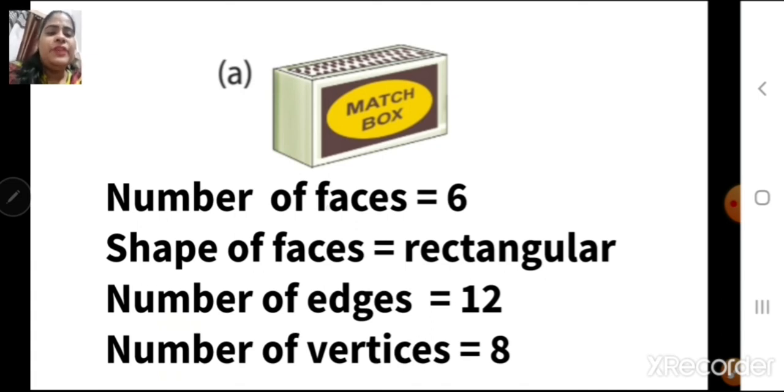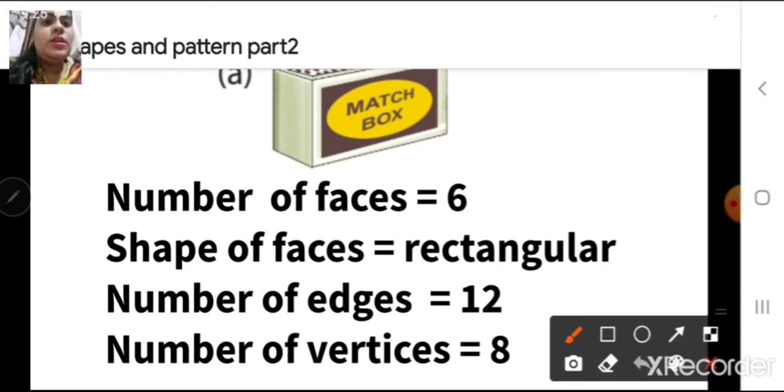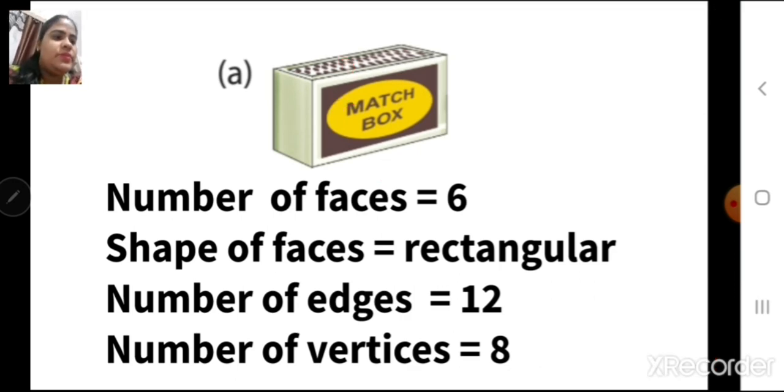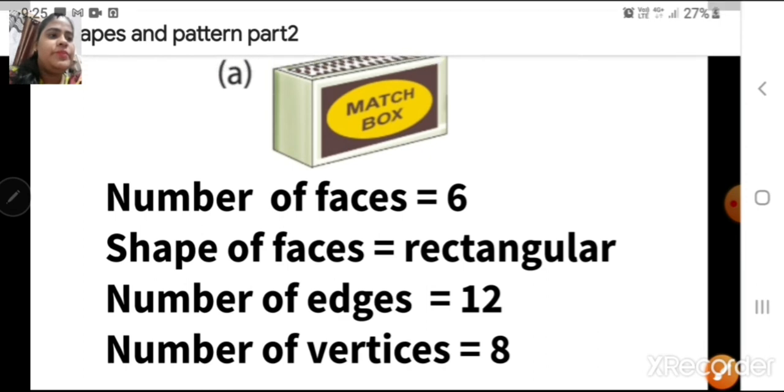So number of faces, there are 6 faces, right? If we count 1, 2, 3, 4, 5 and 6. There are 6 faces. The shape of the faces is rectangular, correct? Number of edges is equal to 12. There are 12 edges and there are 8 vertices. Note down, children.